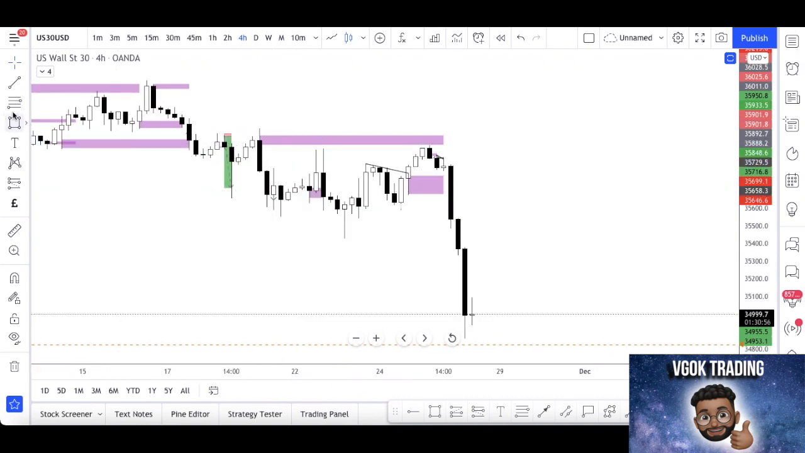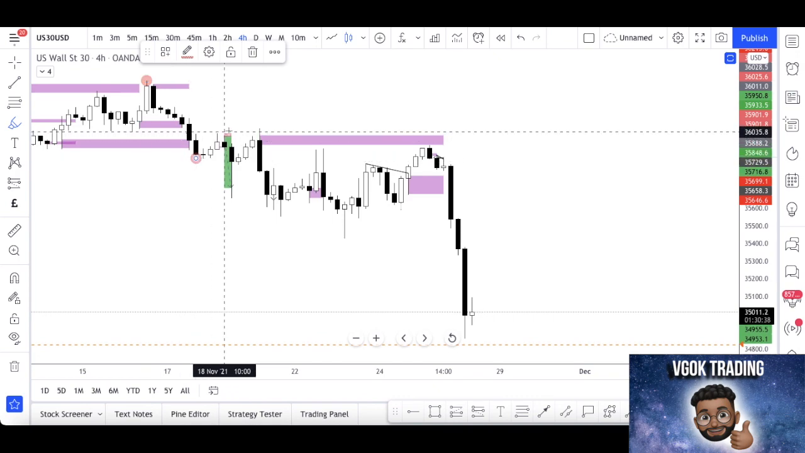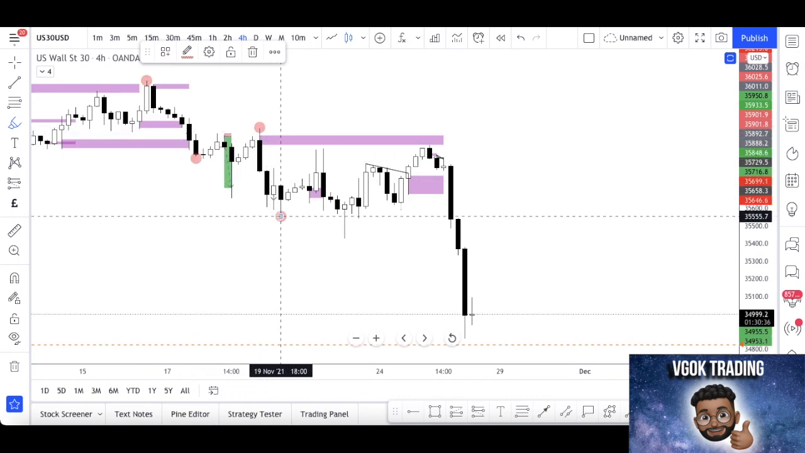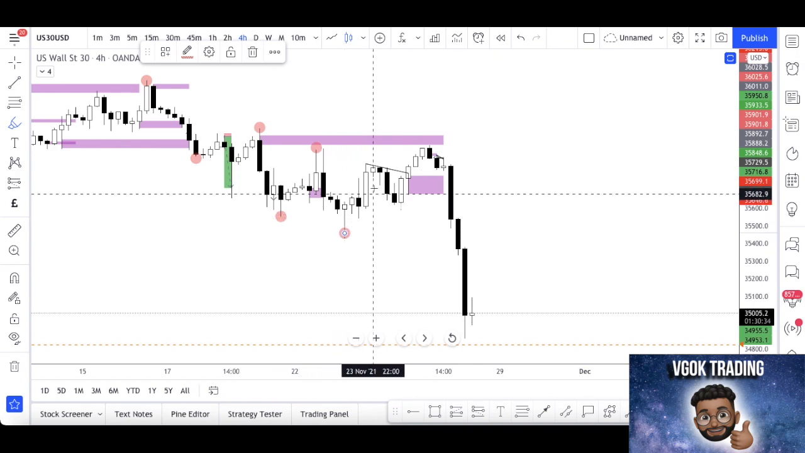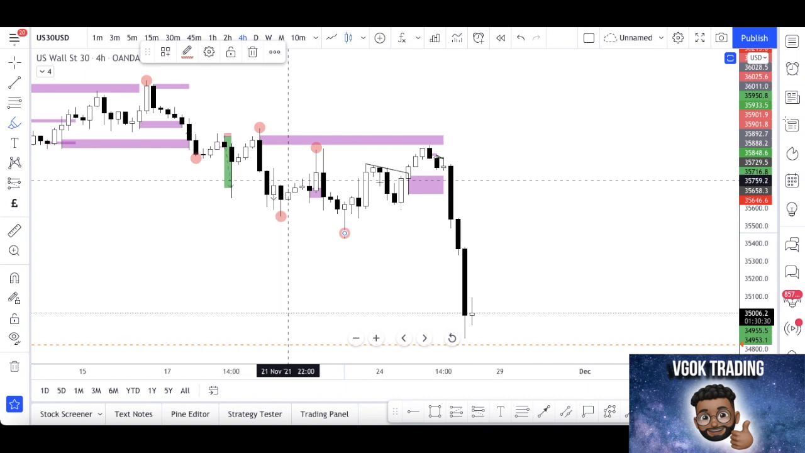Now what we can see, obviously, we've got this high point in here, and we have a low, and then we have a lower high, lower low, lower high, lower low, and then it starts to consolidate in this region right here. We can see that on the 4-hour time frame.